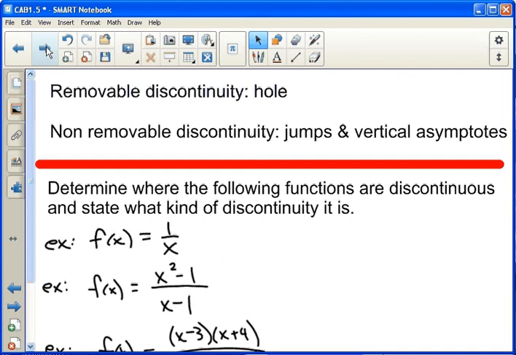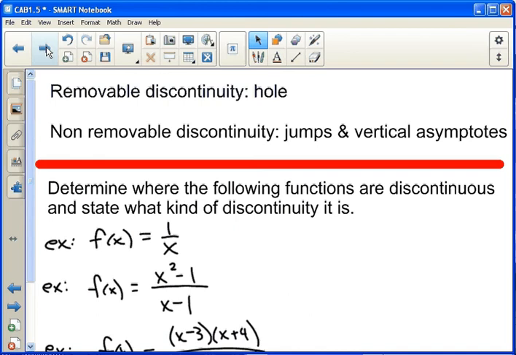First of all, there is a removable discontinuity, and that's a hole. There's also non-removable discontinuities, jumps and vertical asymptotes. The key here is a removable discontinuity can be fixed with just a single point. If you just put one single point in that hole, you fix the problem. But with a jump or vertical asymptote, one point cannot bridge that gap. It's not going to work. That's why they're called removable and non-removable.